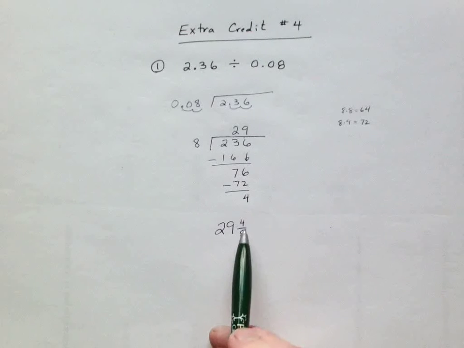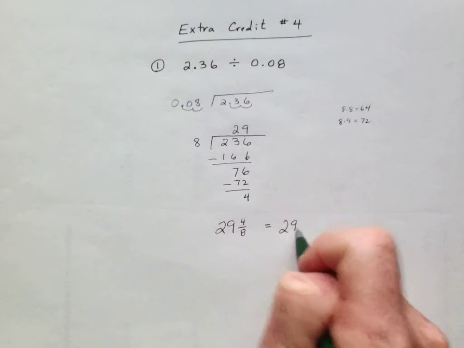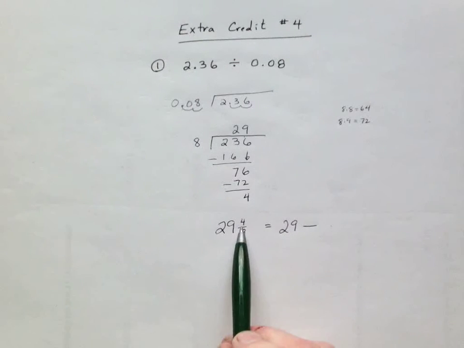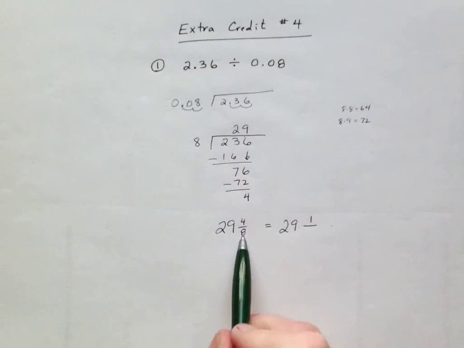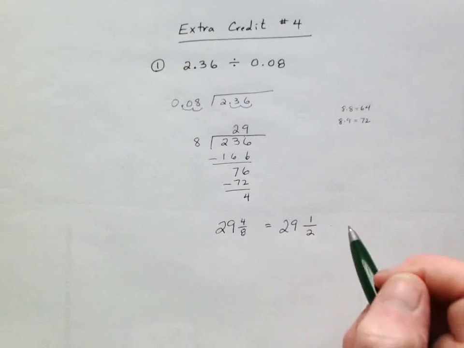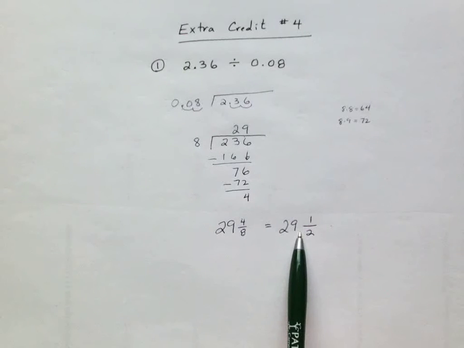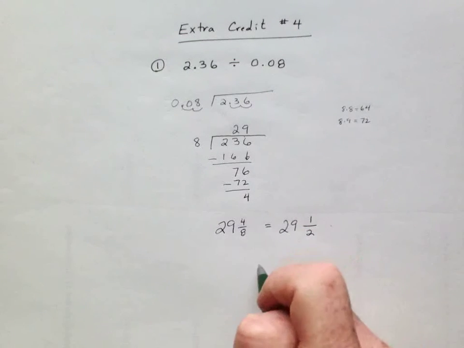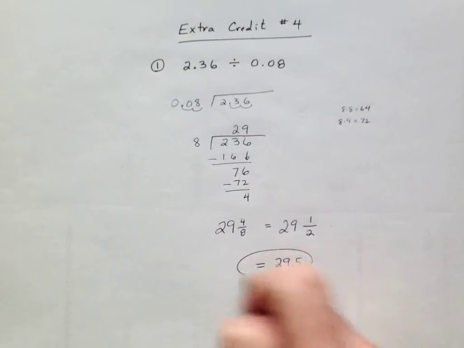But then this needs to be reduced, so divide by 4 and divide by 4. So it's going to be 29, and divide by 4 here, it's going to leave a 1. Divide by 4 here, it's going to leave a 2. Now the only thing is the original problem had decimals, so the answer should have decimals. And the decimal form for a half is 0.5. So finally, 29.5.